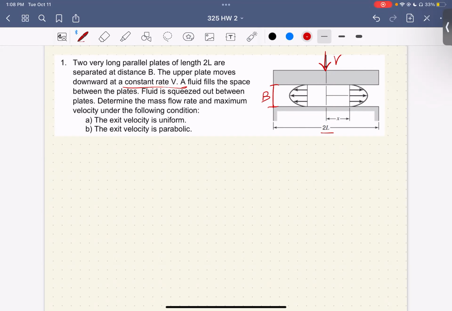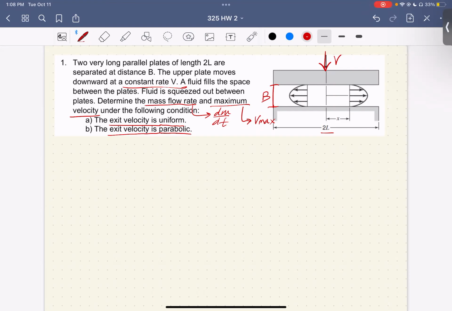Determine the mass flow rate. We know mass flow rate is dm/dt. And it also asks for the maximum velocity, and maximum velocity is V max. Under the following conditions, and we're given two conditions: one is where the exit velocity is uniform, and then also when the exit velocity is parabolic. So this is the question that we're given.